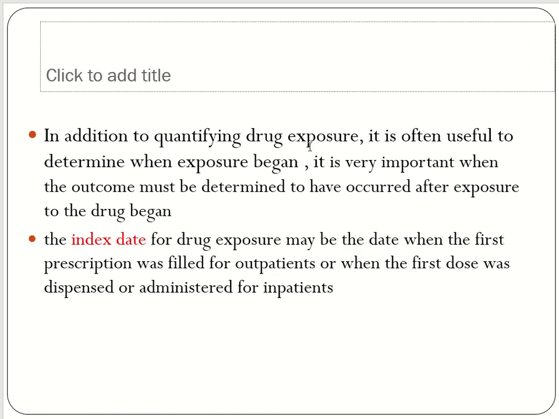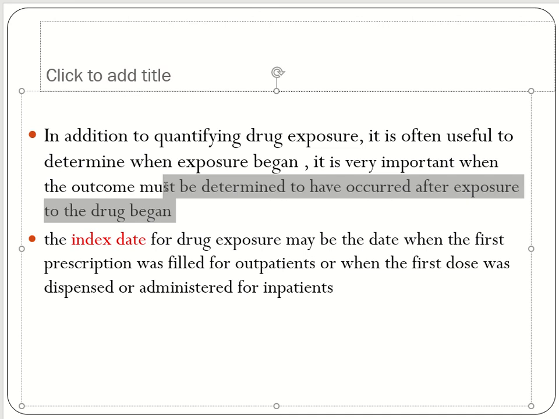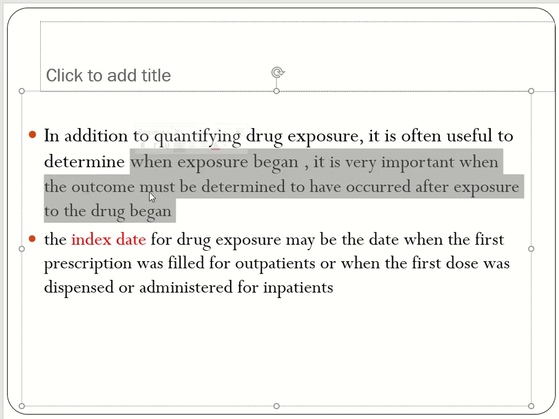In addition to quantifying drug exposure, it's often useful to determine when exposure began. This is very important when the outcome must be determined to have occurred after the exposure to the drug. We're going back to the idea of temporality. Okay? And again, I cannot underline how important dates are, and things like that.